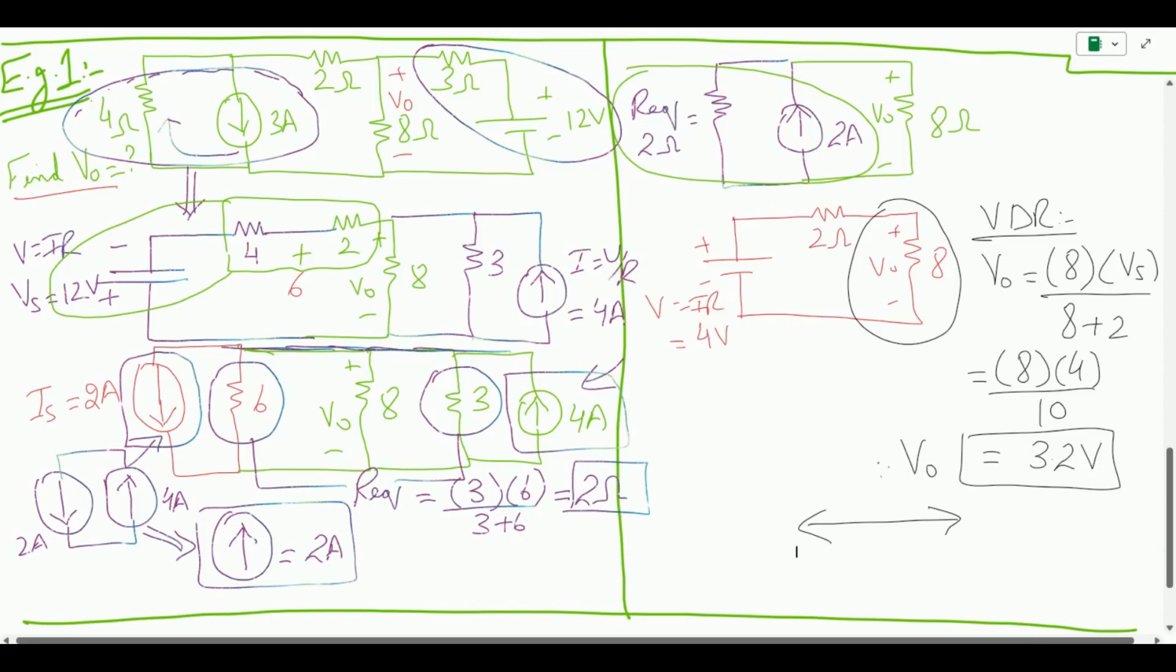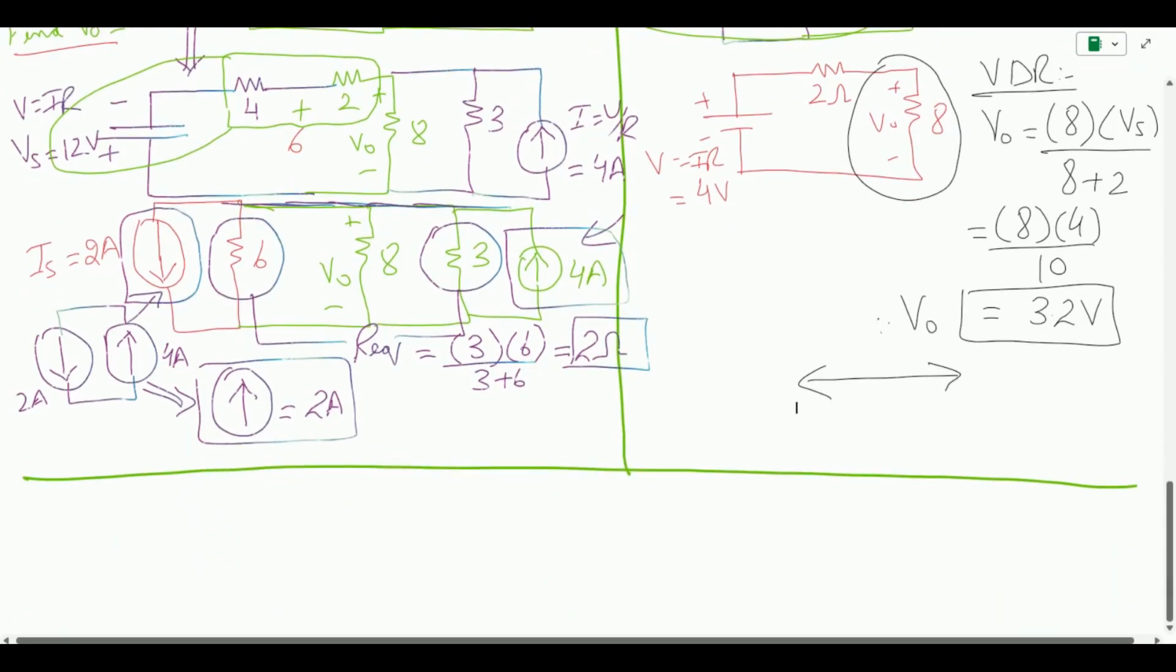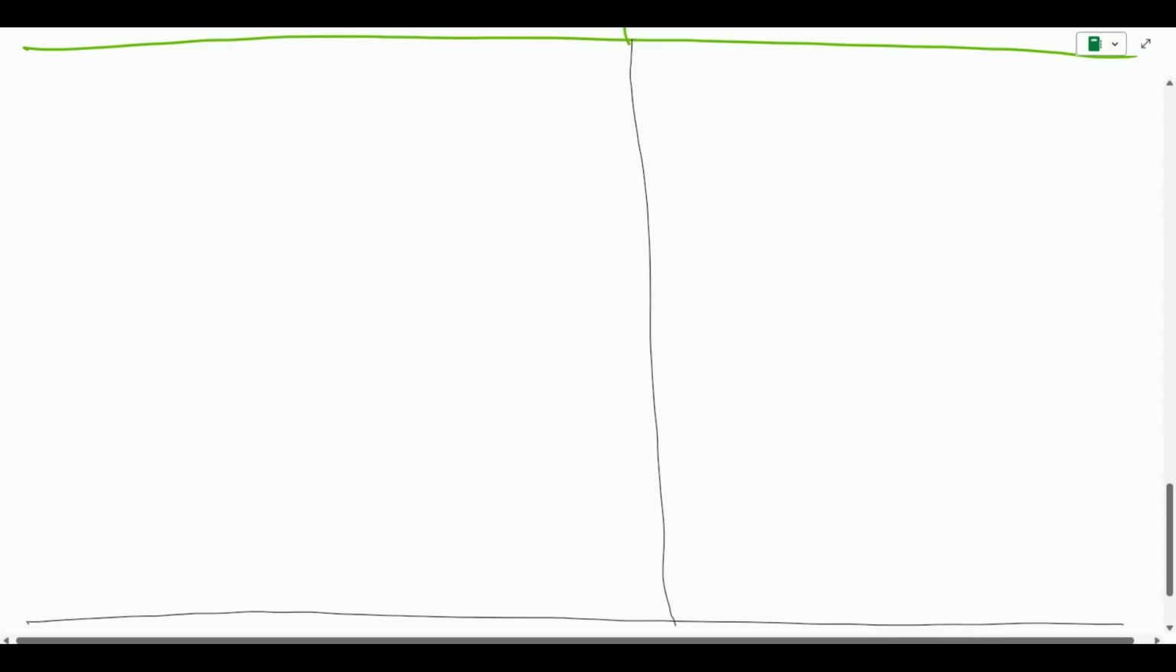Okay, now let us take a look at another example and see what other possibilities we can have when solving source transformation questions. So this is another example that we can solve. Let us say example number 2.